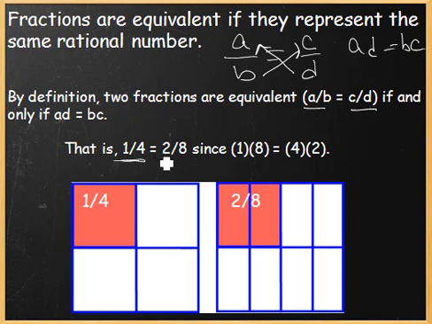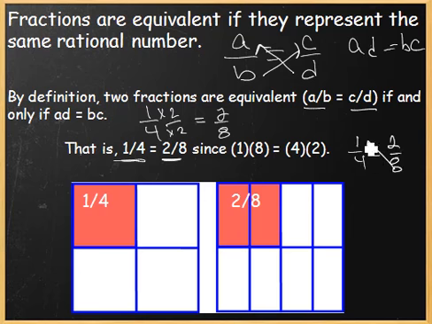We know that 1/4 is equivalent to 2/8, and we often show that by multiplying the numerator and denominator of 1/4 by 2 to get to 2/8. Another way we could show that is using the definition above. 1/4 is equivalent to 2/8 because 1 times 8, which is 8, is the same as 4 times 2.